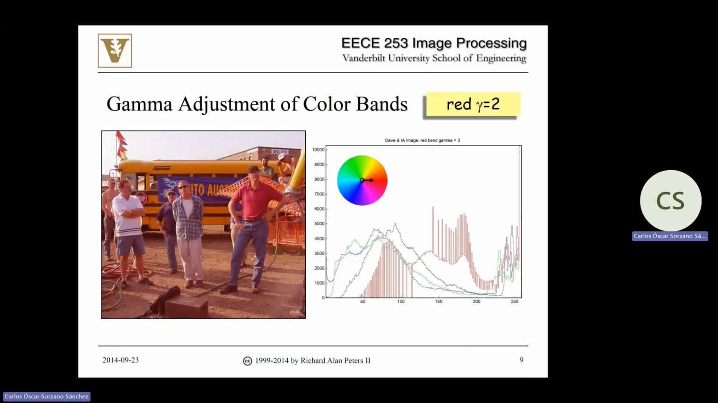Good. Now I apply, just to the red channel, a gamma transformation with factor 2. You may remember the gamma transformation. Gamma transformation was something like this.